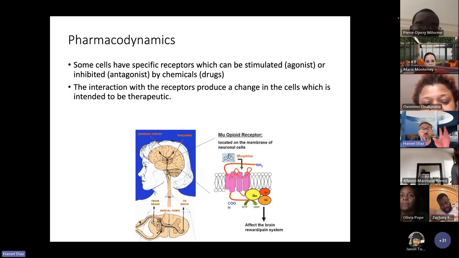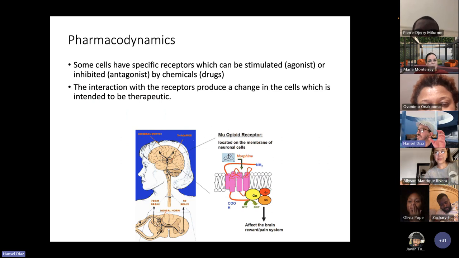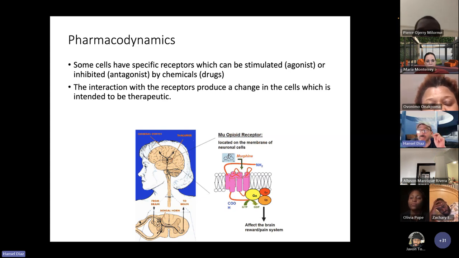So some cells have specific receptors that can be stimulated. If a medication stimulates a receptor, it's called an agonist.